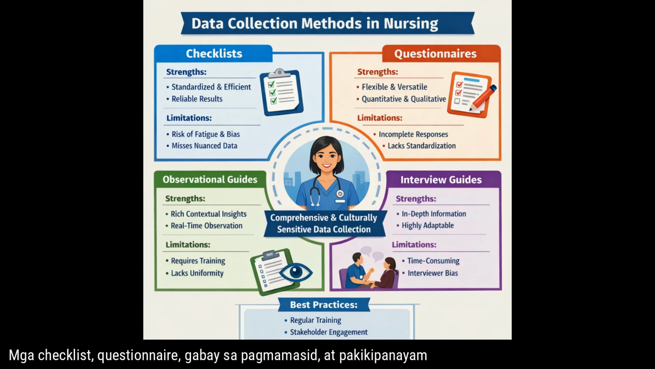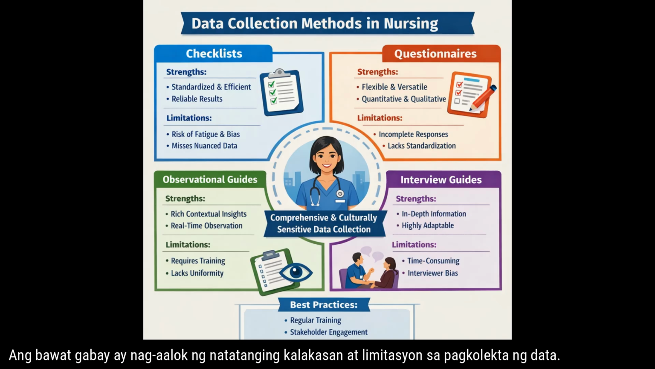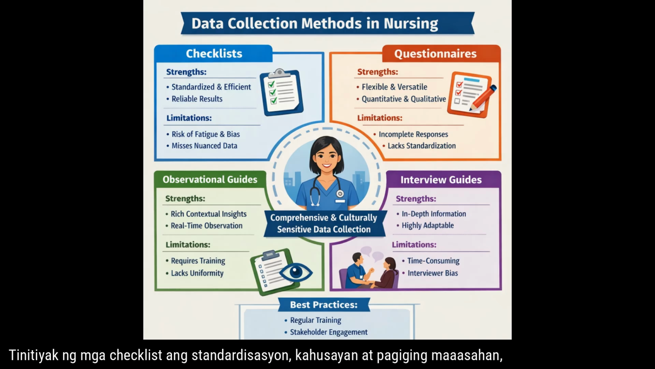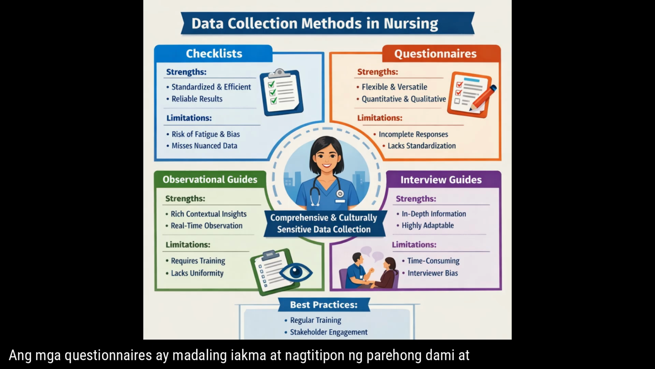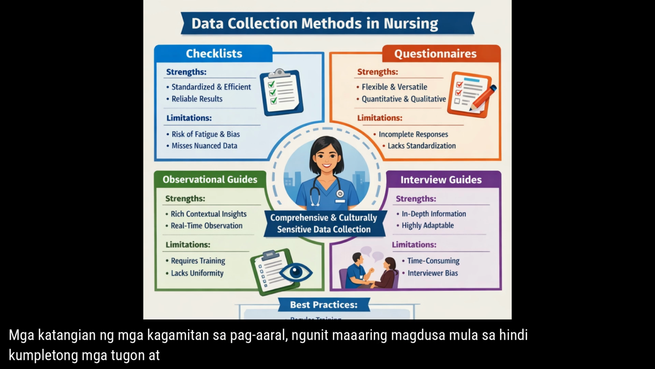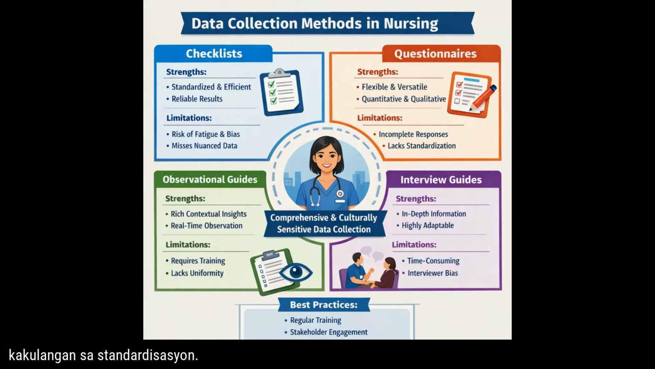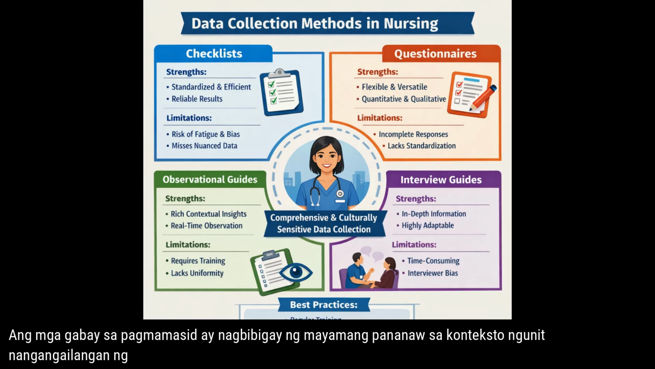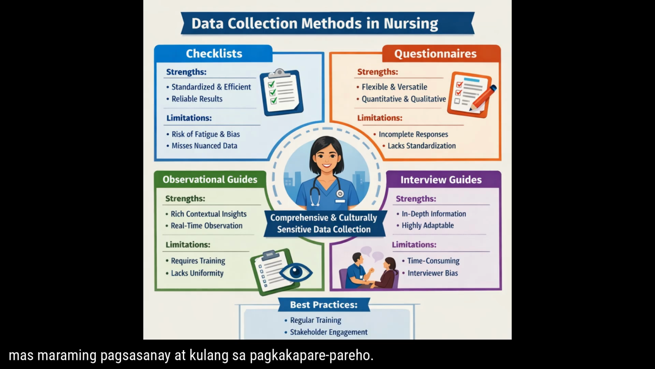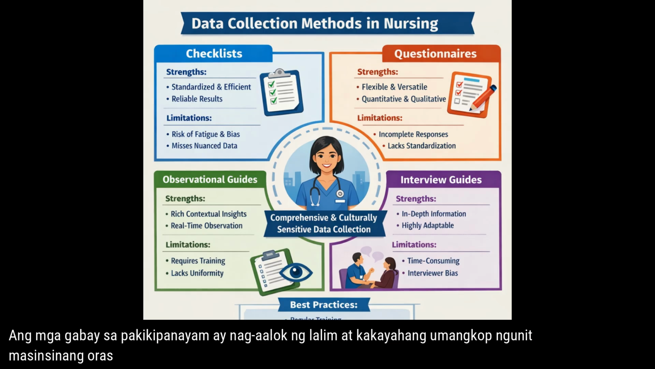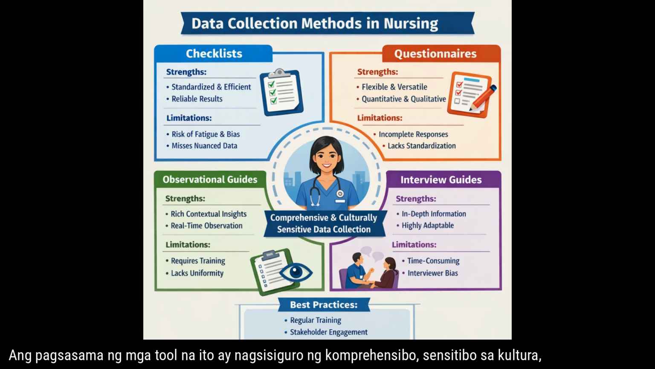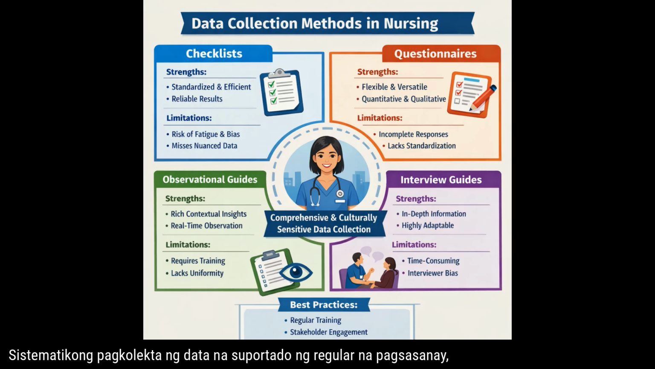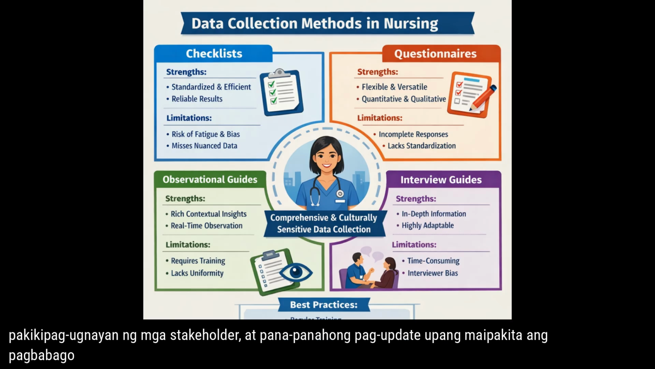Checklists, questionnaires, observational guides, and interview guides each offer unique strengths and limitations in data collection. Checklists ensure standardization, efficiency, and reliability, but may risk fatigue, bias, or missing nuanced data. Questionnaires are adaptable and gather both quantitative and qualitative data, but may suffer from incomplete responses and lack standardization. Observational guides provide rich contextual insights but require more training and lack uniformity. Interview guides offer depth and adaptability, but are time-intensive and prone to interviewer bias. For nurses, combining these tools ensures comprehensive, culturally sensitive, and systematic data collection, supported by regular training, stakeholder engagement, and periodic updates to reflect evolving needs.